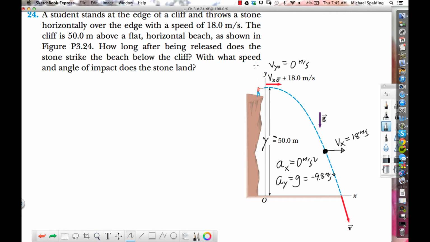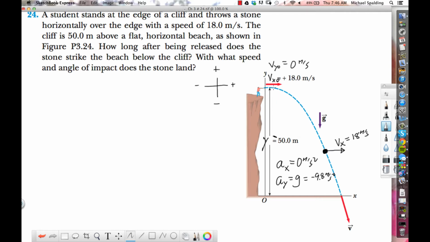Okay, so we got this student standing on the top of the cliff. We're given the height of the cliff is 50 meters. That's the vertical displacement of the stone. I made it negative. Why did we make it negative? Because down is negative, up is positive. And our sign conventions are like that.